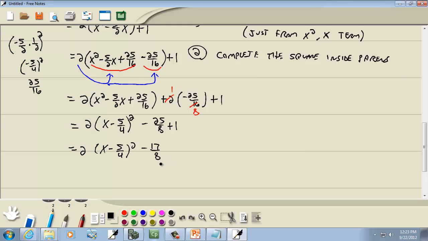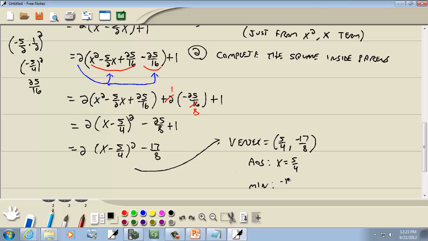And now, all of a sudden, this is in standard form. And we can easily identify the vertex and everything. So our vertex would be 5/4 and negative 17/8. Our axis of symmetry is x is equal to 5/4. And our graph, what is the A? Positive, so it opens up. So we have a min at negative 17/8, or min of negative 17/8.